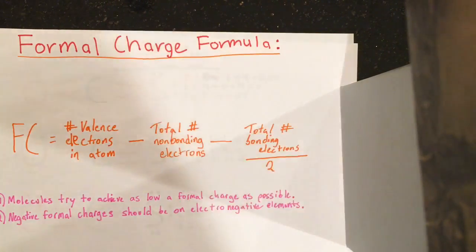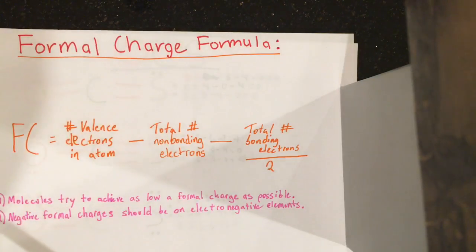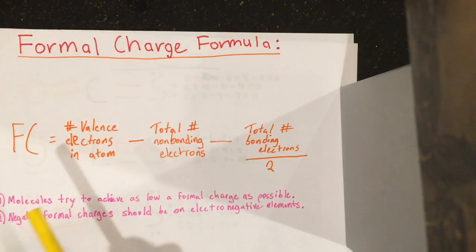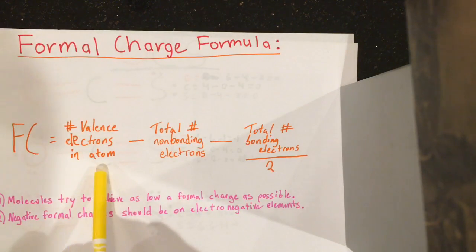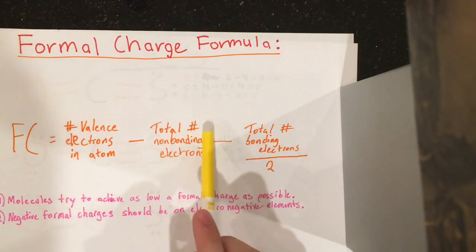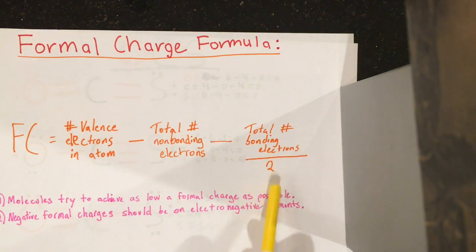Here we are going to use formal charge to figure out which Lewis structure is most likely in a specific molecule. So we are going to use the formal charge formula. Formal charge equals the number of valence electrons in the atom minus the total number of non-bonding electrons minus the total number of bonding electrons divided by 2. And we also have to keep in mind that molecules try to achieve as low a formal charge as possible, and negative formal charges should be on electronegative elements.